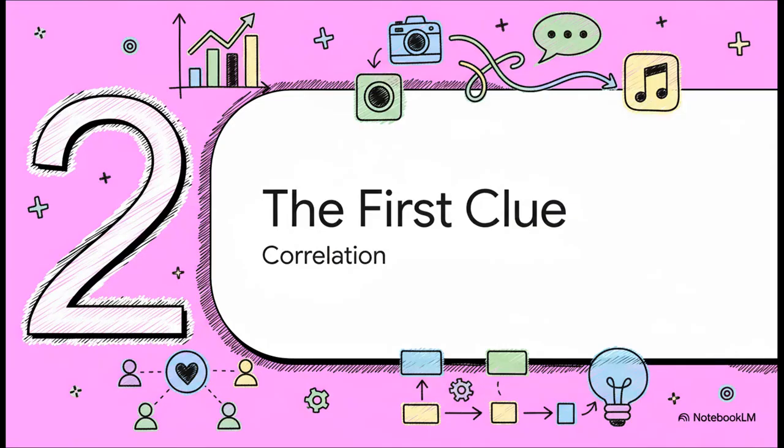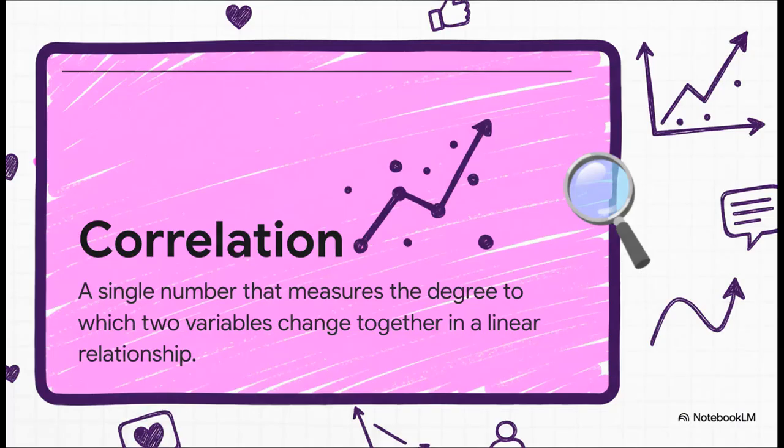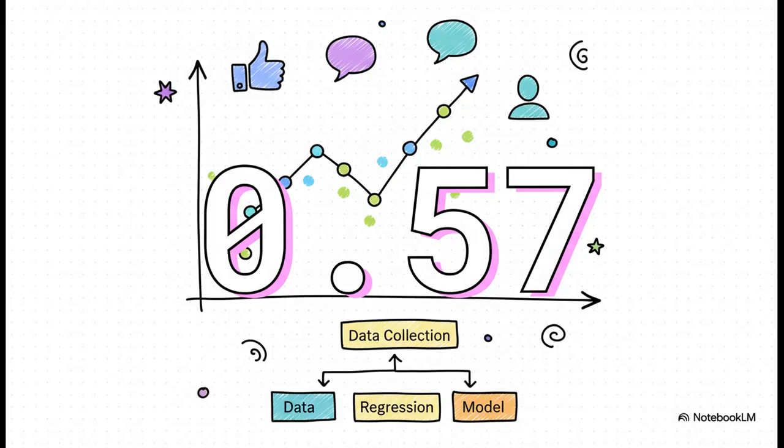So what's the first tool we pull out of our statistical detective kit? It's called correlation. You can think of it as our first, most basic clue. It's a quick and easy way to see if our two variables, friends and time, are even moving in the same direction. So what is correlation, really? Well, imagine taking a super complex relationship and boiling it all down to just one single number. That's what correlation does. This number tells us how strongly two things are linked in a straight line pattern. Pretty neat, right? And for our data, that number is 0.57.